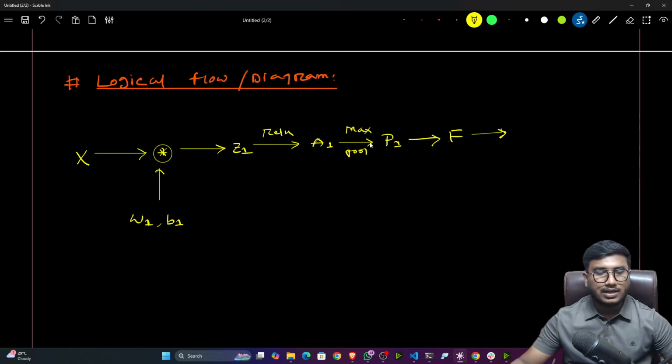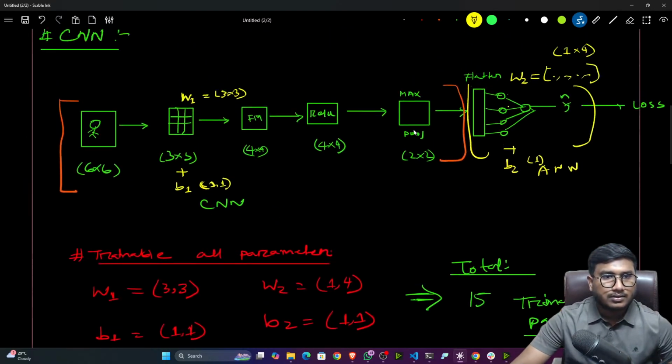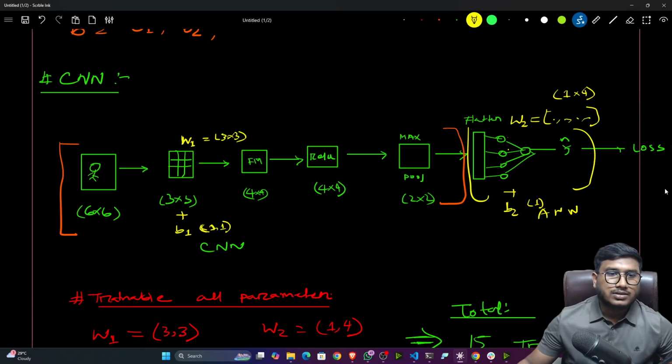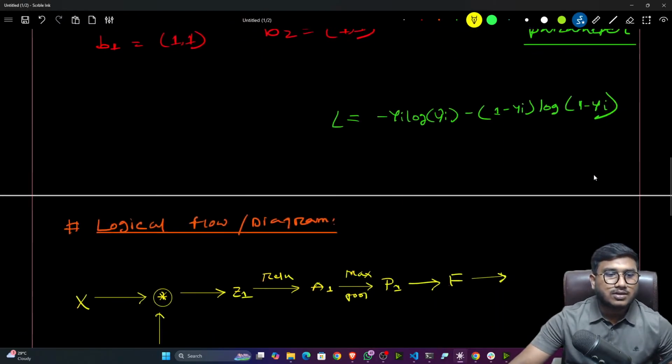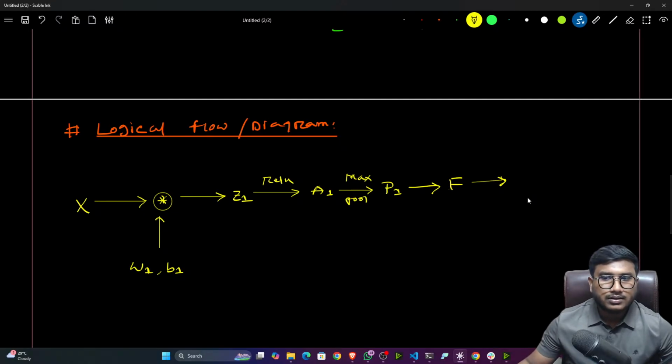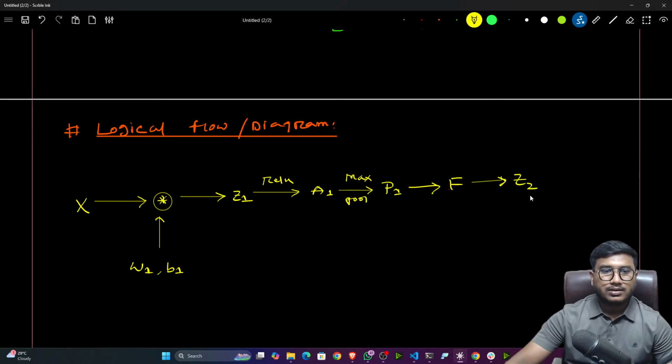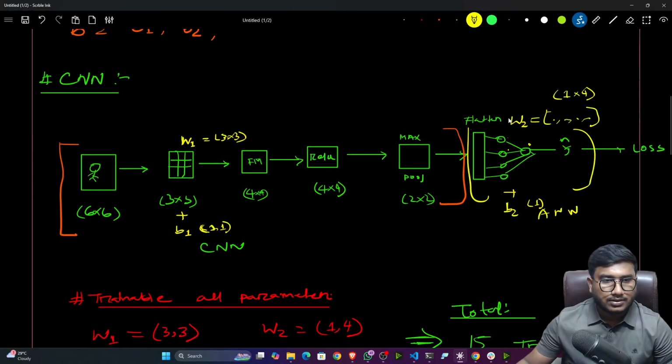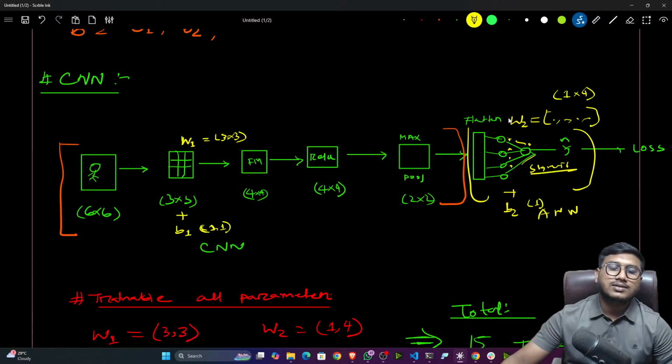After flattening, you are doing some operation here, that means the FC operation, and the output you are getting, let's consider this output to be Z2. Now after that, you are sending it to the last layer, and in the last layer you are using the sigmoid activation function. I think you know that this is a binary classification.